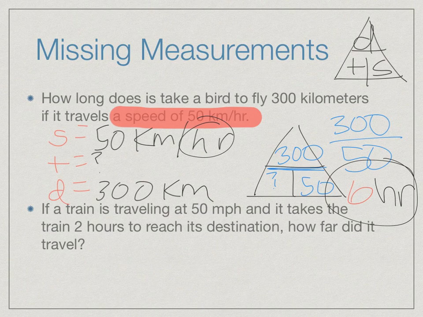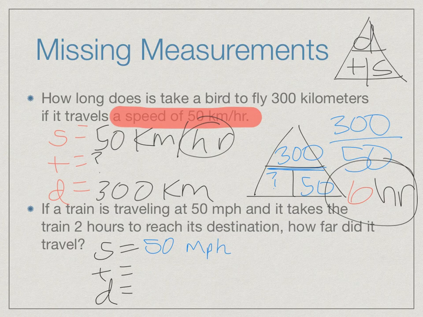Not that bad. The next one: if a train is traveling at 50 miles per hour and it takes the train 2 hours to reach its destination, how far did it travel? Same thing like what I did with the above problem. I'm going to pull out the speed, time, and distance. Okay, speed in my problem: 50 miles per hour, it says right here. Anytime I see miles per hour, kilometers per hour, miles per minute, those types of things are always going to be my speed. So my speed is 50 miles per hour.